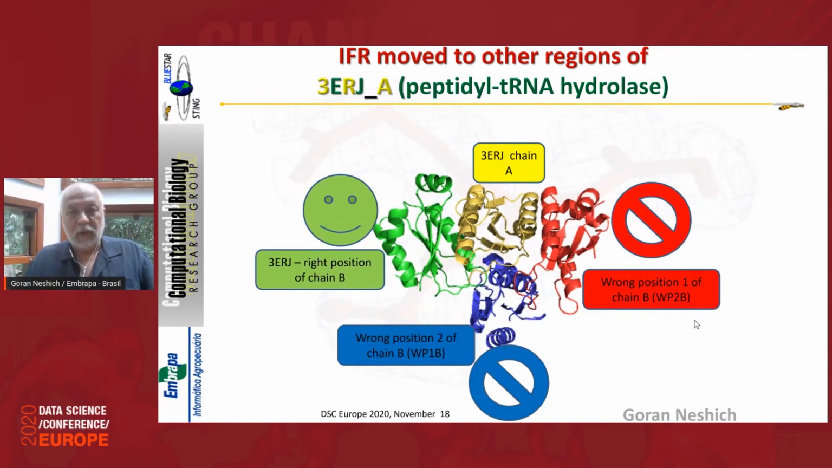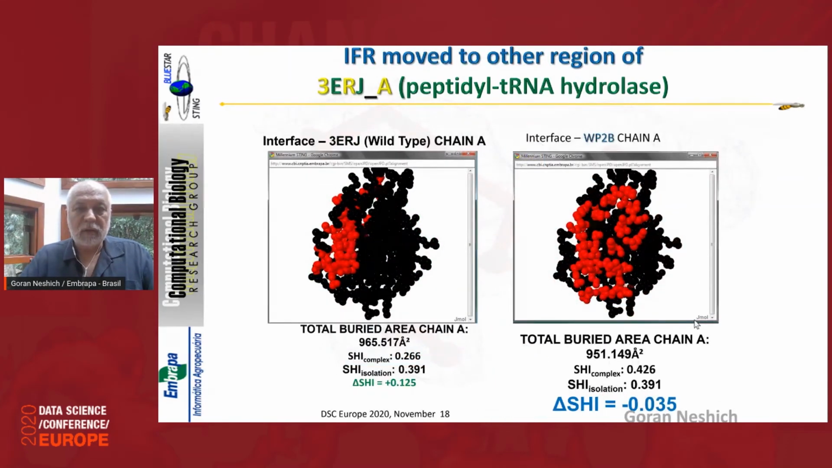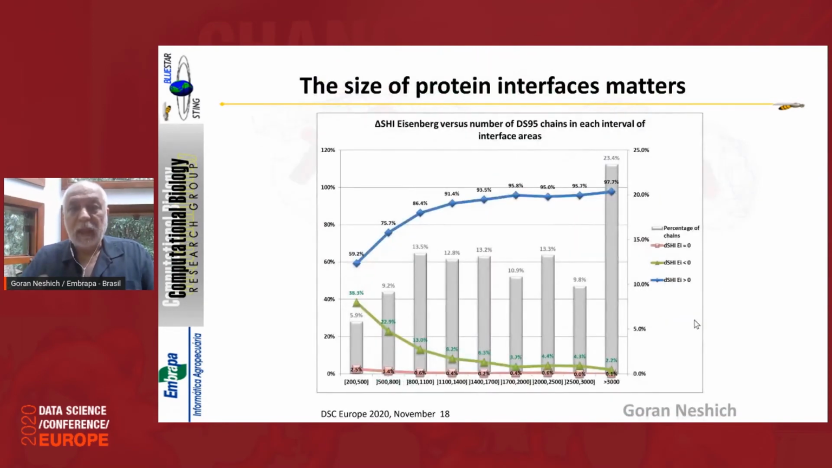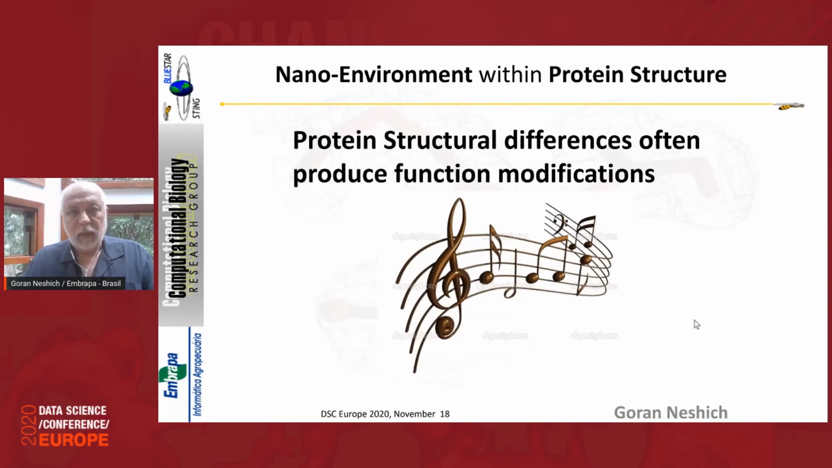For example, the golden protein interacts with the green protein at that native position. If the green protein goes to the position blue or red, delta SHE will be negative. And that's a very interesting algorithm which we published. And that happens in basically 98% of all cases we checked, which is absolutely fantastic in biology. So protein structural differences often produce function modification. And you have all probably already heard that just a mutation in one single amino acid could cause death.